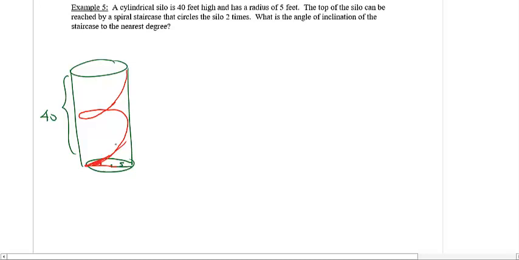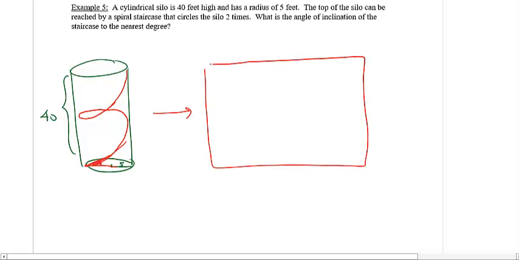Now, if you're having a tough time visualizing this, I'd ask you to get a can of soup right now, okay? Seriously, get a can of soup or some canned good. And I want you to think of the label of the can as the outer wall of the silo, and that your staircase is going along this outer wall.